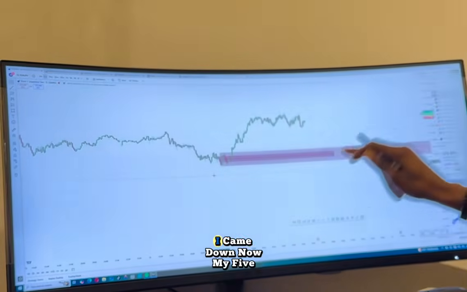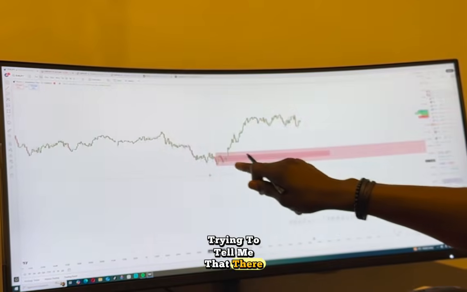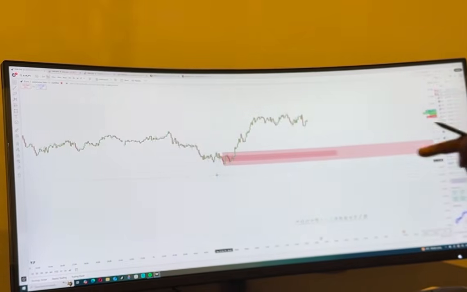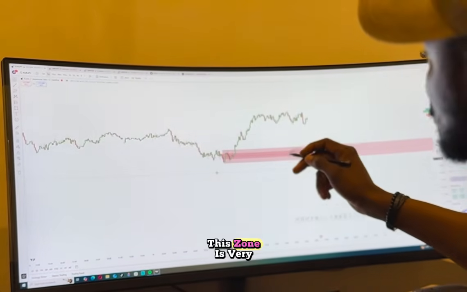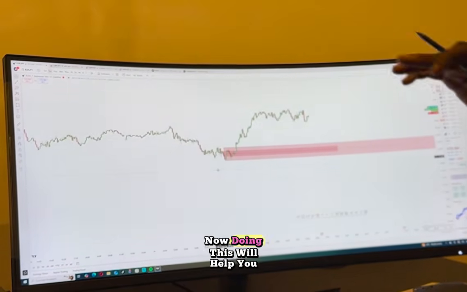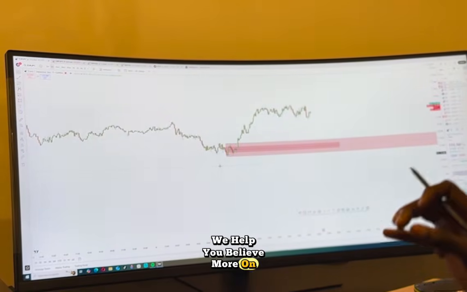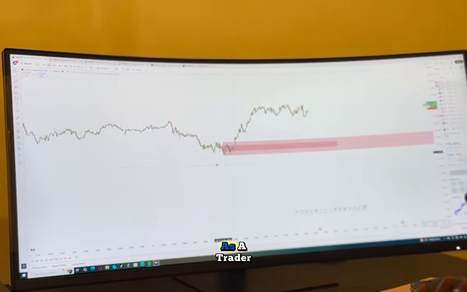I came down, and my 5 minutes is telling me that there is a zone inside my zone. That tells you that this zone is very strong. Doing this will help you believe more in your trade. I don't know if you get me. As a trader, be patient when it comes to analysis.